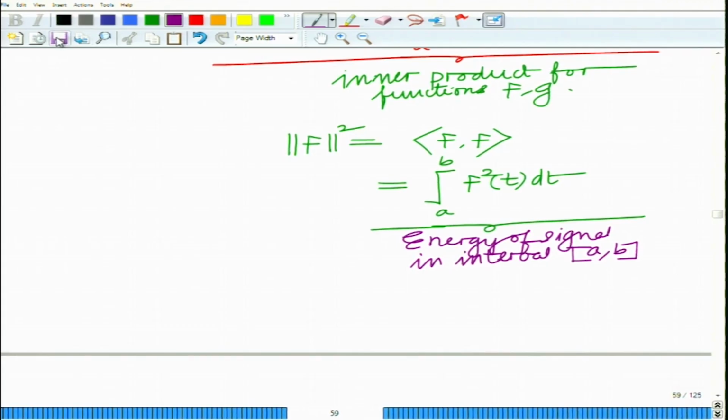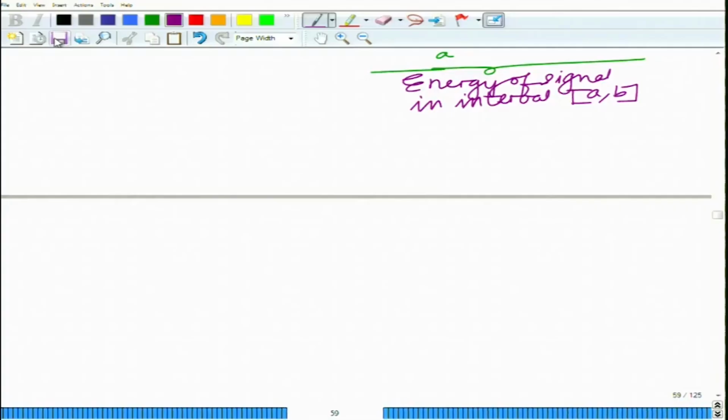So one can also define an inner product on the space of continuous functions, and therefore define the norm as well as the norm square. In fact, the norm square of the function or the signal is the energy of the signal in that particular interval. Another interesting example of an inner product space: consider the space of M cross N matrices.